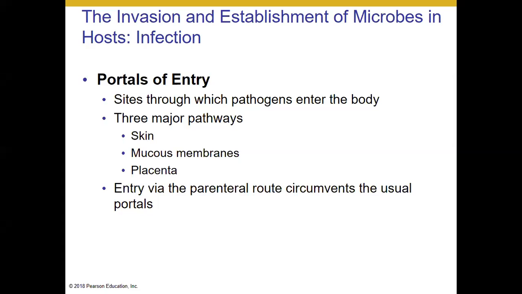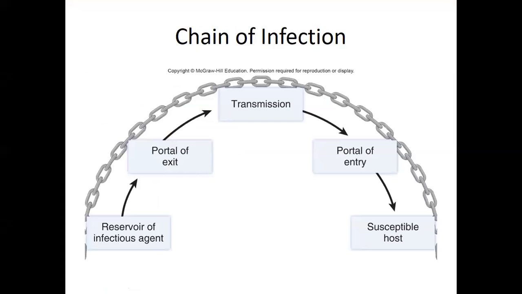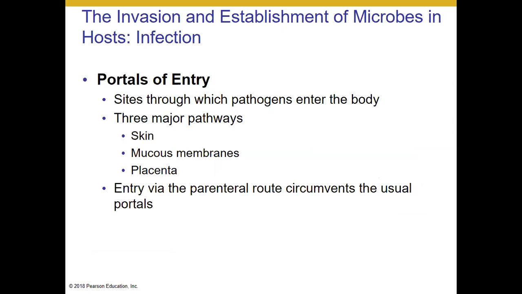All right. So, one of the things that we talked about the last time we were together was this idea of the chain of infection. So if you can break this chain of infection, you can stop the spread of disease. And so one of the important things to consider in the chain of infection, if you go back to that previous slide, is how is the pathogen entering our system?